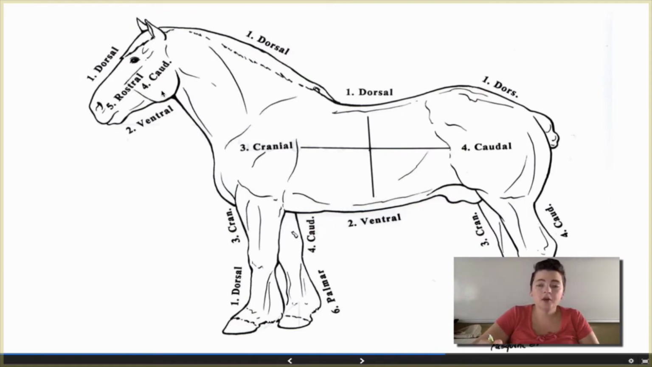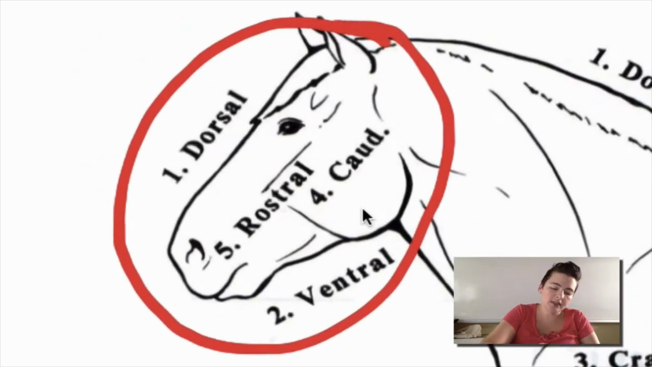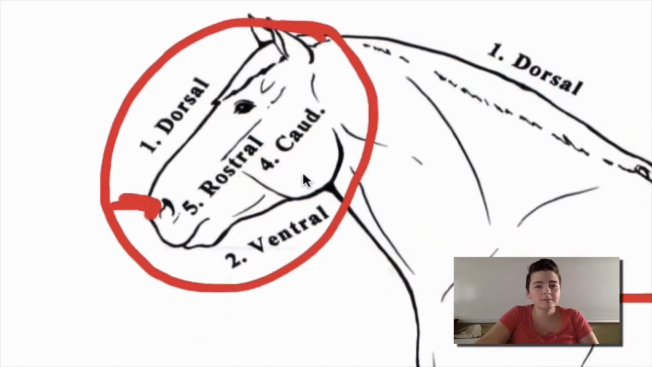Three and 4, cranial and caudal. So cranial is more towards the head, caudal is more towards the back end. If we look up at the nose here, we also have caudal, but then towards the tip of the nose is rostral. So towards the tip of the nose would be more rostral. Towards the back of the head is going to be more caudal. This is more common on animals as they have a longer snout than humans.